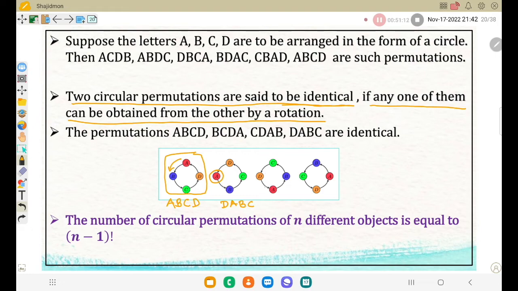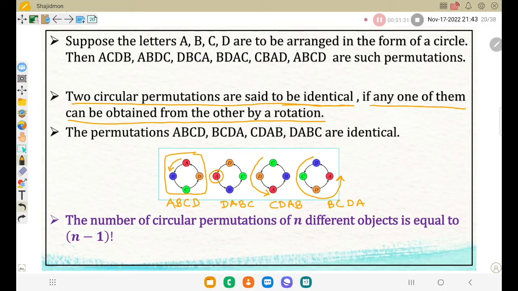Again, one more rotation means this A will come here, correct? One more time rotated. So what is that permutation? C, D, A, B. Same as A, B, C, D, only the rotation changed. One more rotation means A comes here. So we get B, C, D, A, correct?